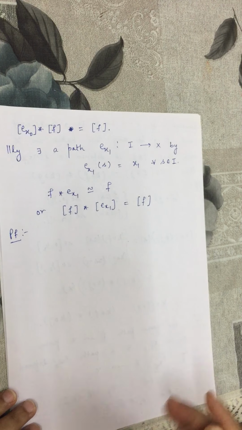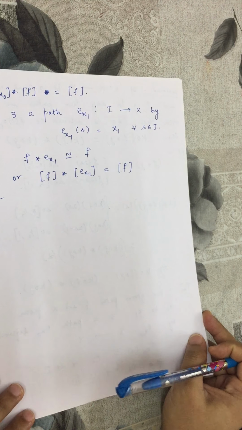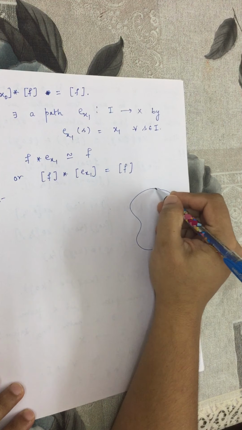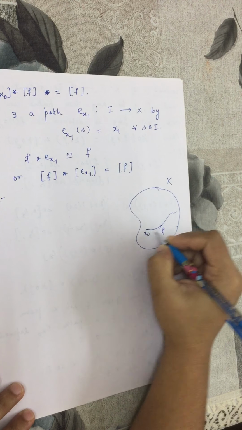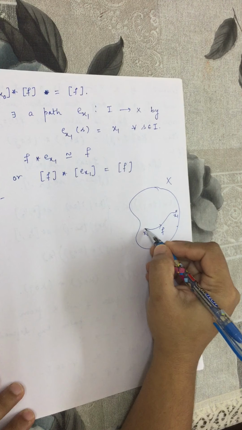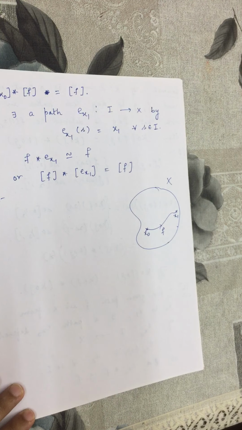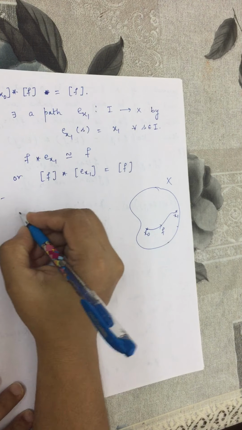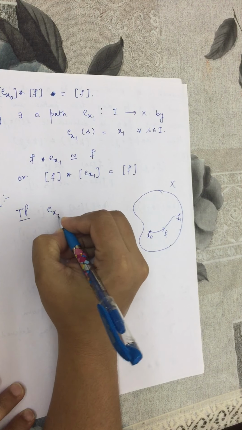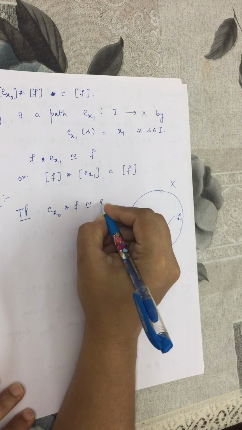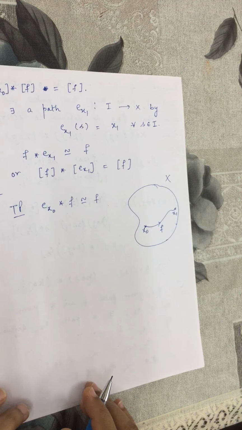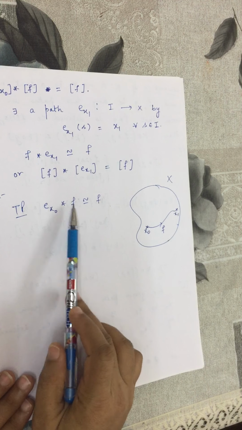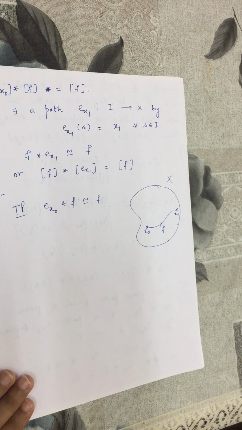So now we have two paths, f and e_x0. Let us say this space is X, this is the path f with starting point x0 and end point x1, and this path, the constant path, is e_x0. We have to prove e_x0 star f is homotopic to f. That means we have to find a continuous map from I cross I to X such that at s=0 it maps to this path and at s=1 it maps to f.